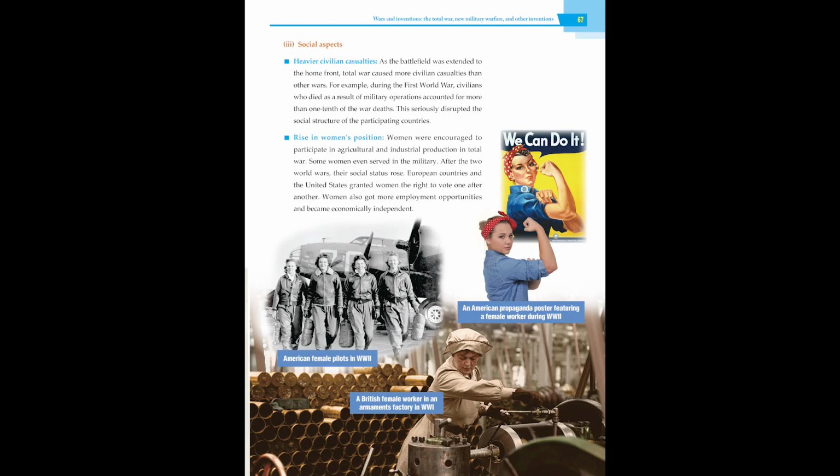Rise in women's position. Women were encouraged to participate in agricultural and industrial production in total war. Some women even served in the military. After the two world wars, their social status rose. European countries and the United States granted women the right to vote one after another. Women also got more employment opportunities and became economically independent.